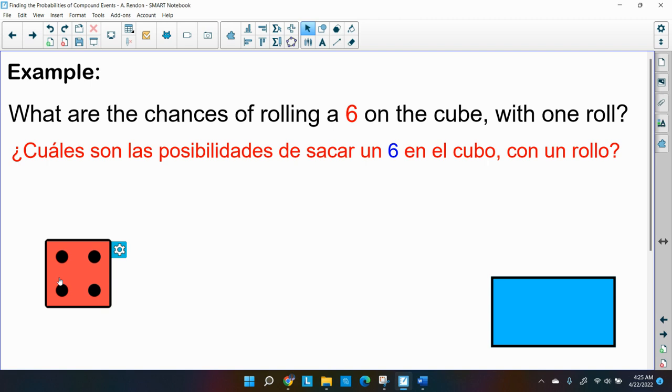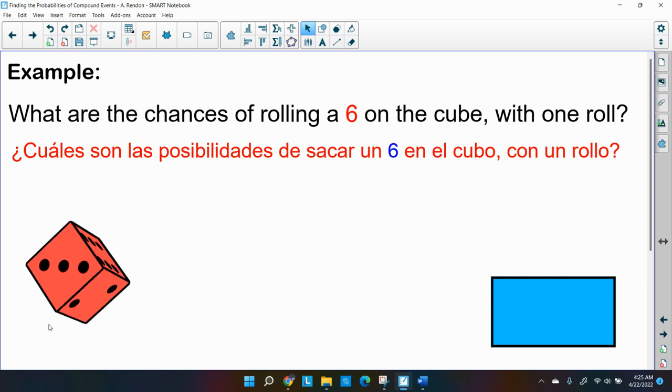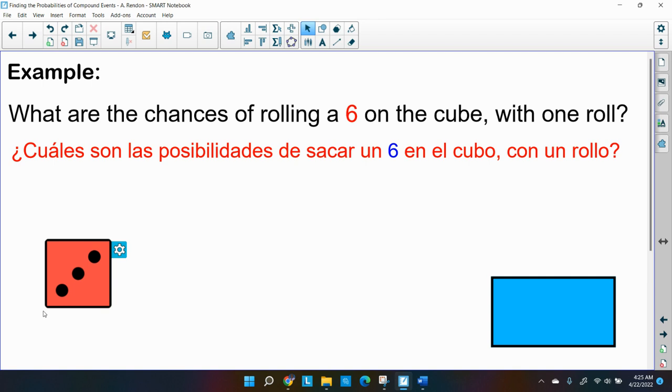I got a 4 again. Something's wrong with this dice cube, Dr. Rob. Oh, I got a 3. I haven't got a 6 in a while. Let me try one more time. No, I got a 2.